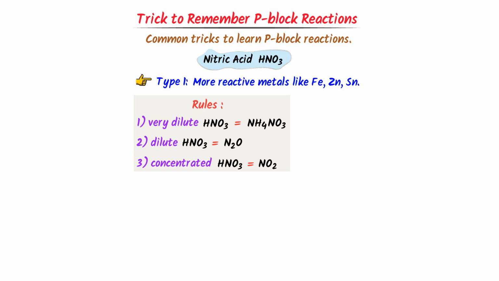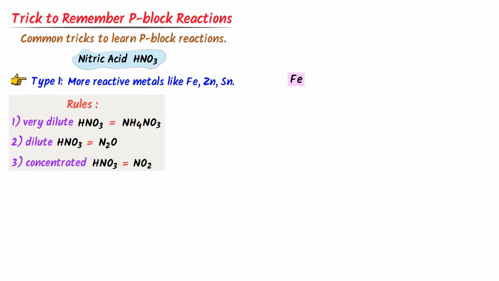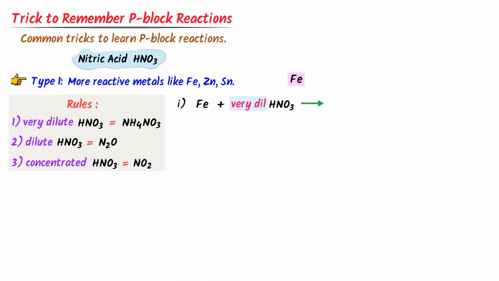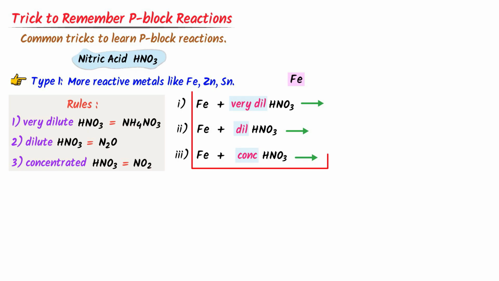For example, consider a reactive metal like iron. Let iron react with very dilute HNO3. Secondly, iron reacts with dilute HNO3. Thirdly, iron reacts with concentrated HNO3. Now listen carefully. Iron nitrate and water are produced in all three reactions.